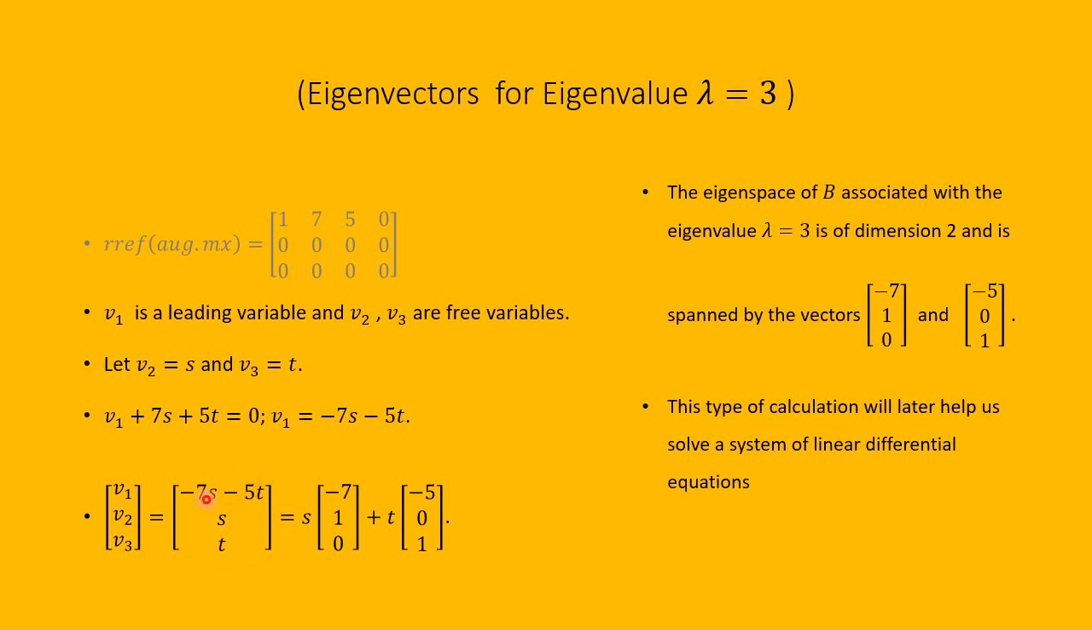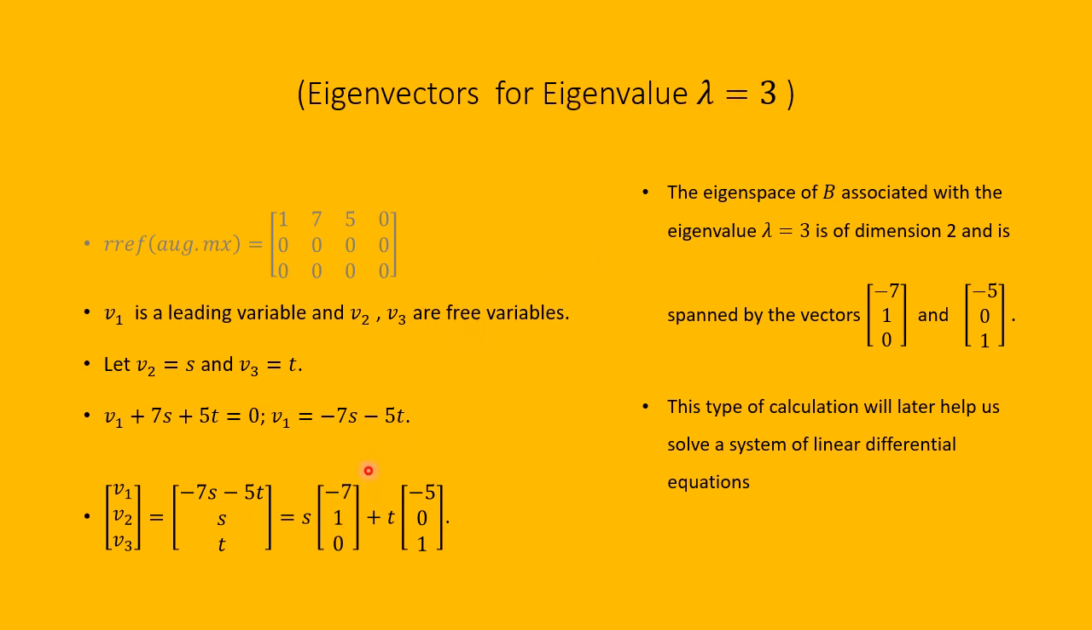Now we can write this vector as S times a vector plus T times a vector. If you look at this, S times this vector plus T times this vector does give us this one. S times minus 7 plus T times minus 5 is this stuff. S times 1 plus T times 0 is S, and S times 0 plus T times 1 gives us this third component, T.